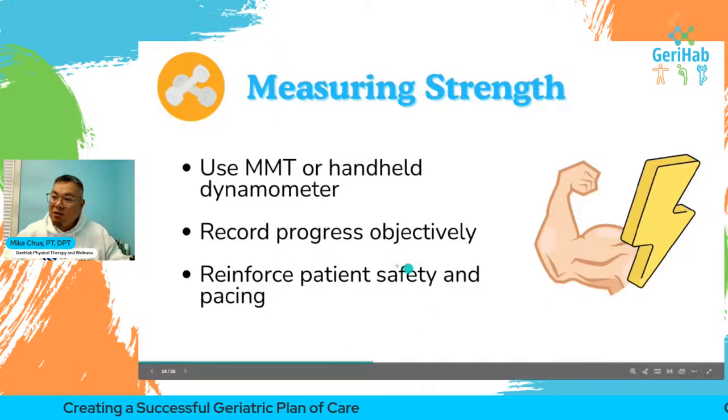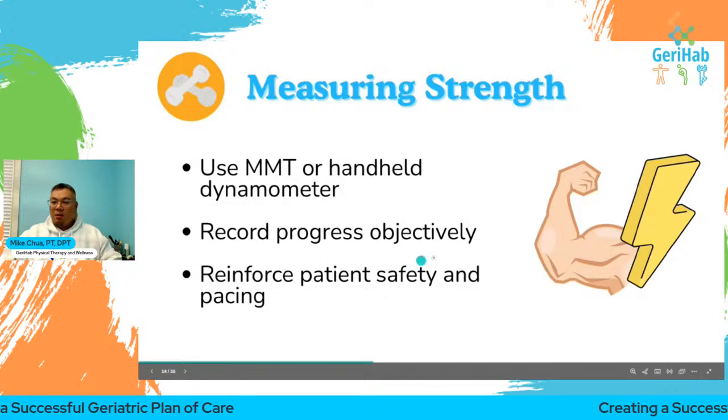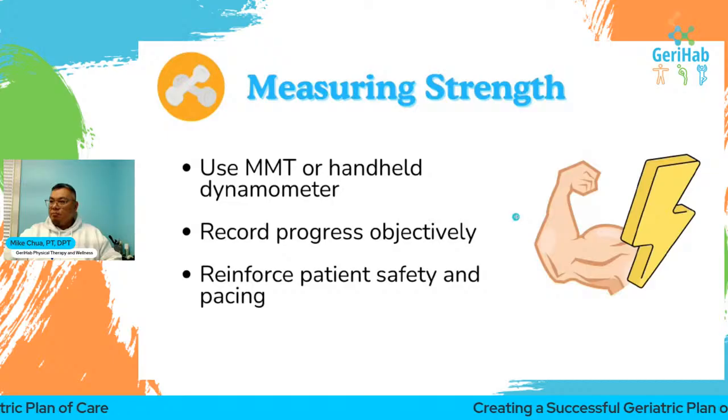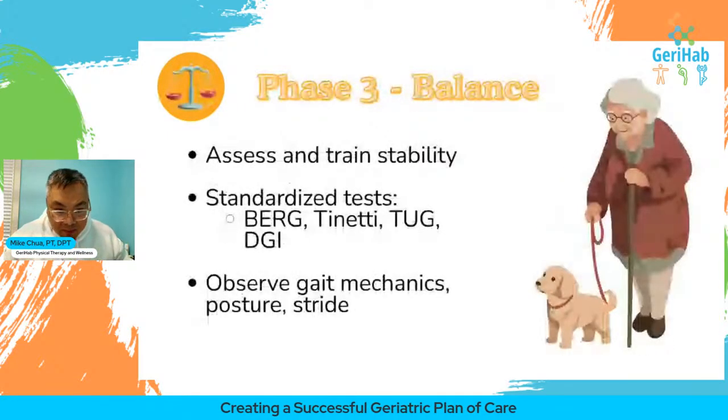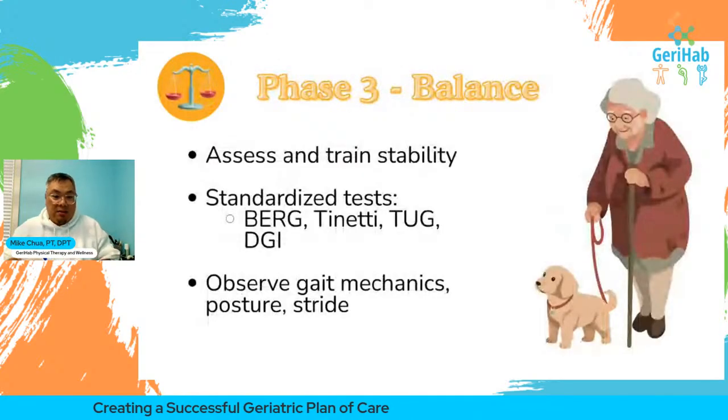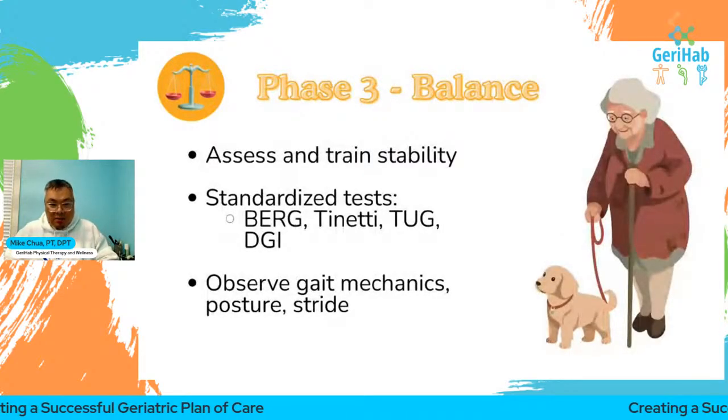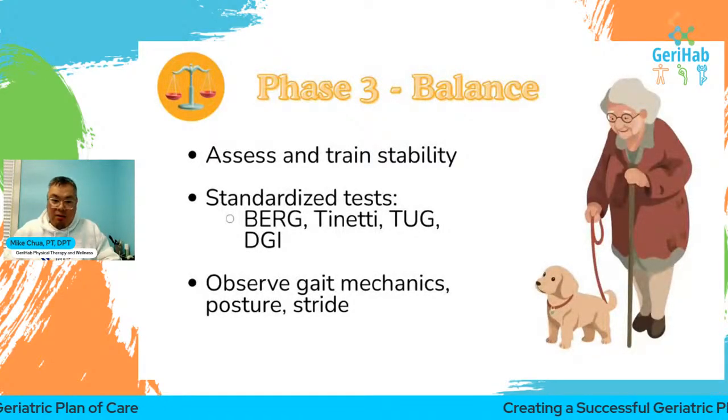Okay. And then teaching them the activity pacing. That's very important too. All right. Number three, phase three, is the balance. Learn how to assess and learn how to train stability.